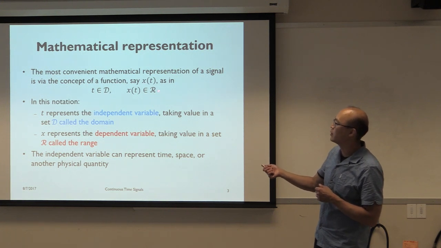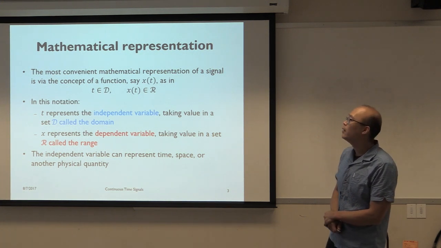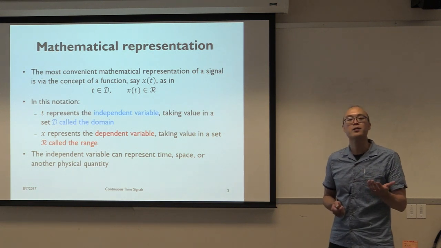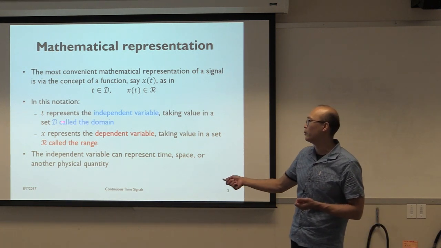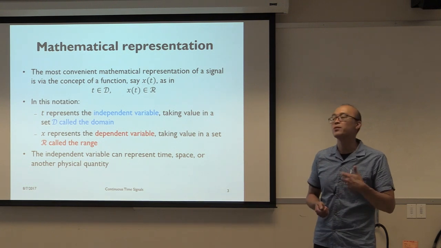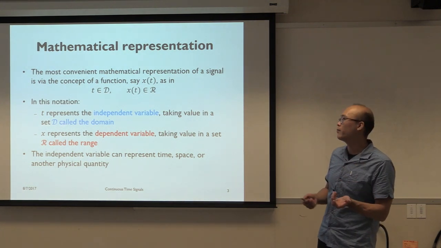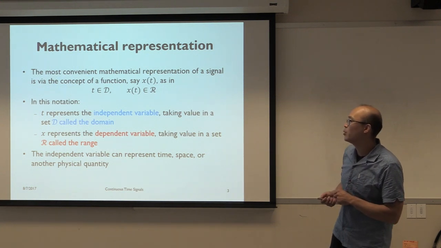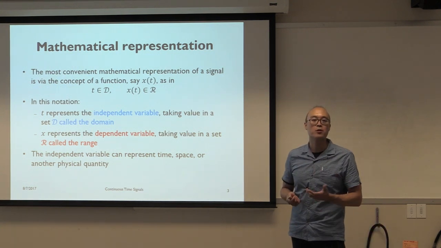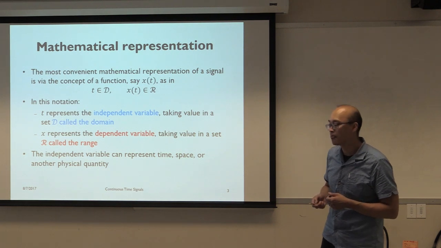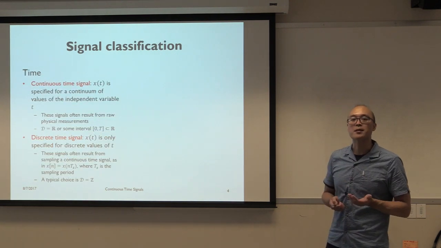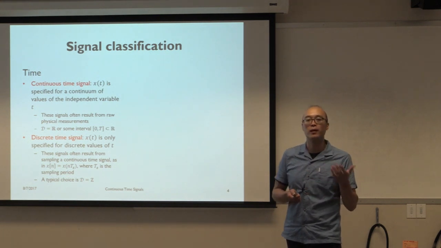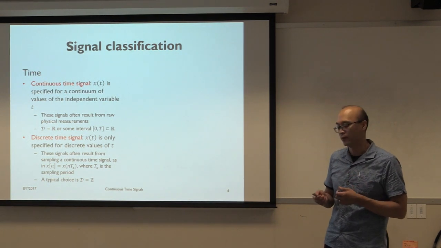It's often easiest to represent a signal using the concept of a function. So a signal could be represented as x of t. In this particular case, t will represent your independent variable, and it takes on a value within the set D called the domain. X represents the range, or the dependent variable, and takes on a value within the set R called the range. The independent variable, again, can represent time, space, or any other physical quantity. In terms of classifying signals, these are usually grouped according to characteristics or attributes of the signal relative to the independent or the dependent variable.